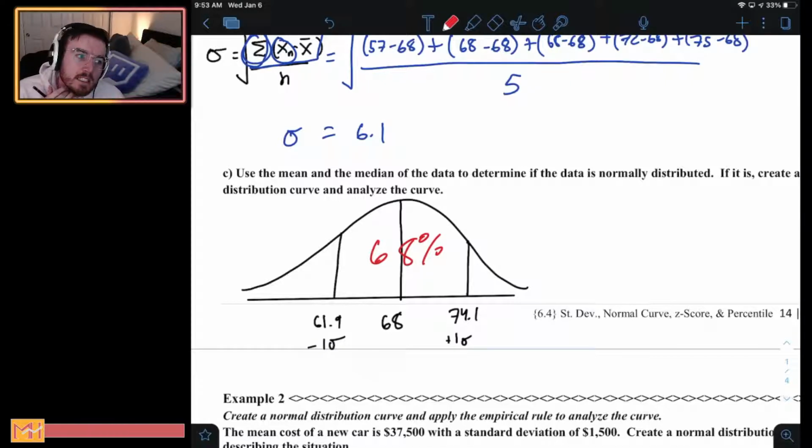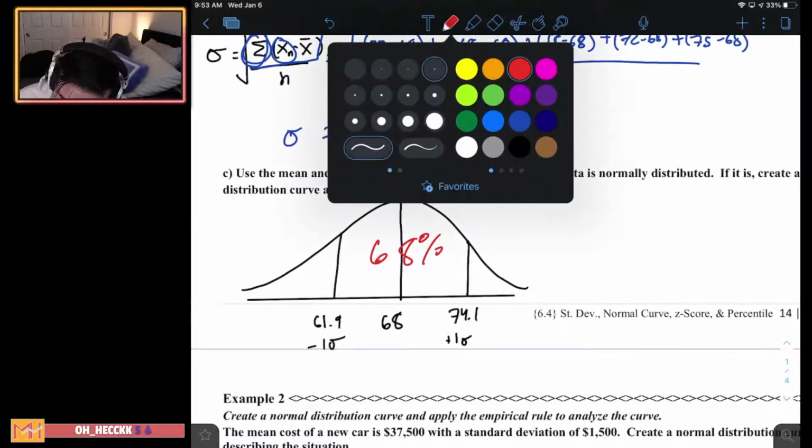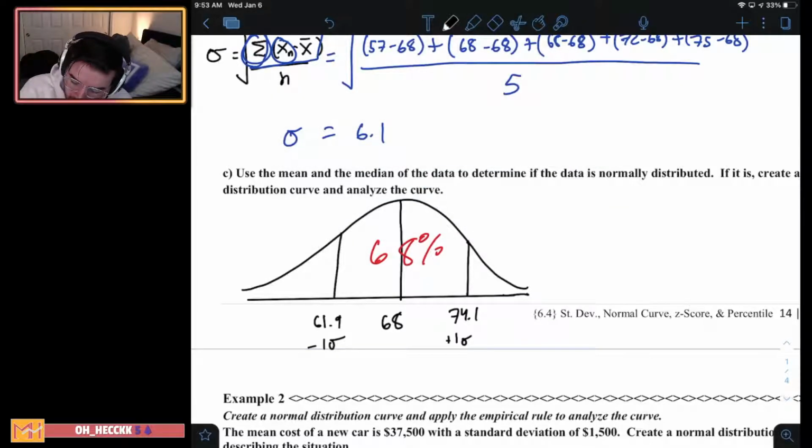The next point on the curve is another standard deviation away. So I added another 6.1 and I get 80.2. And I add another 6.1 and I get 86.3. We're always going to do 1, 2, 3 to the right and 1, 2, 3 to the left.